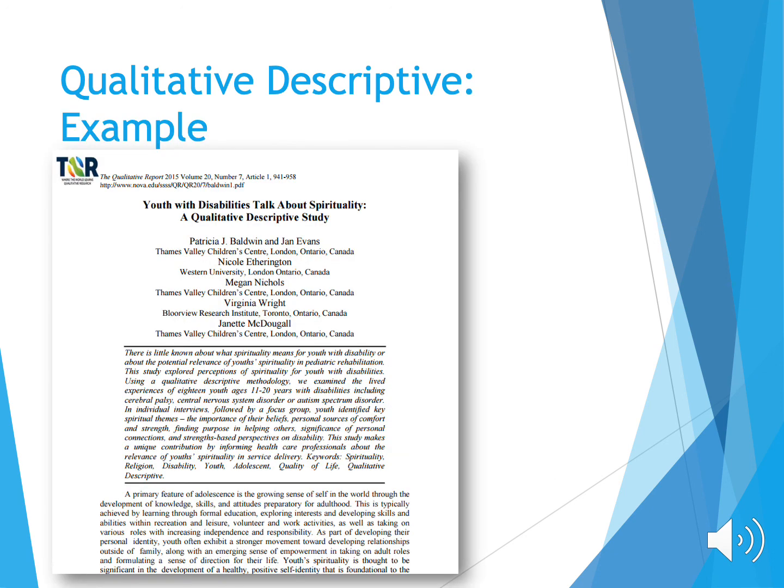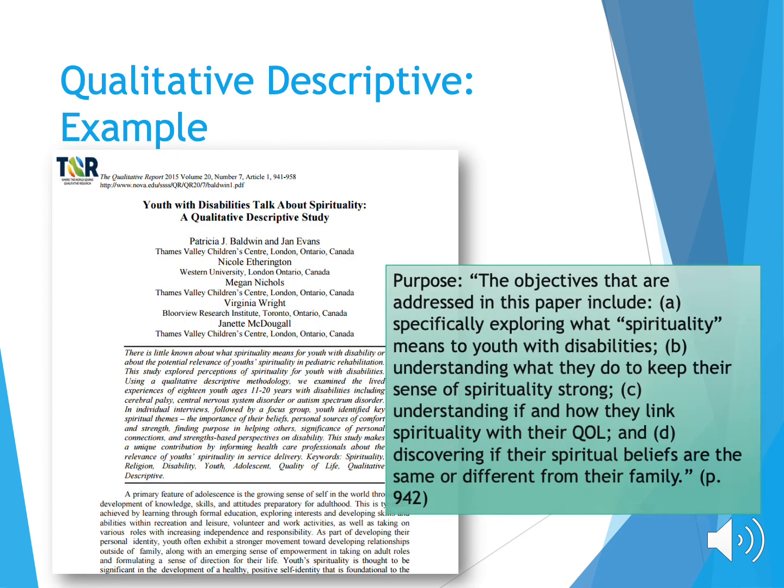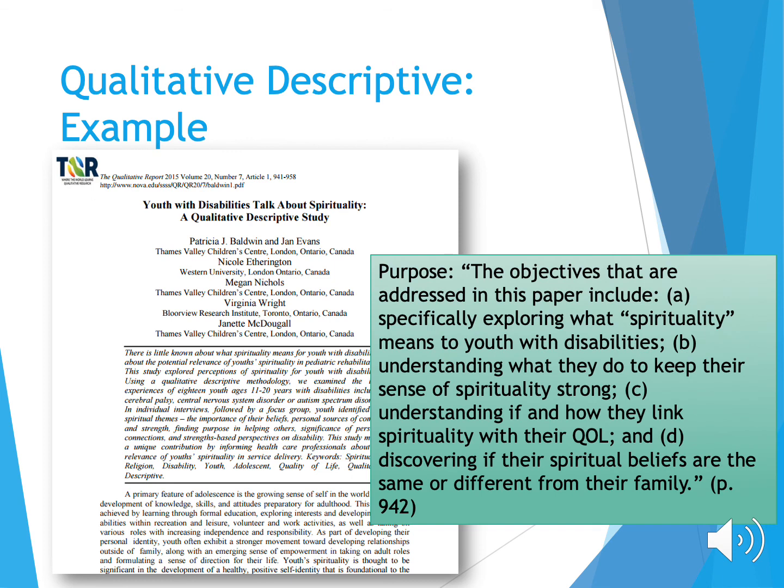An example of a qualitative descriptive study, and it was specifically called out as that, is about youth with disabilities, and they wanted to explore what spirituality meant to these youth, and understanding what they do to keep their sense of spirituality strong, how they link it with their quality of life, and the relationship of their spiritual beliefs to those of their family. So in this case, the researchers were really just interested in doing a good description and not necessarily bringing one of those other perspectives to the question.